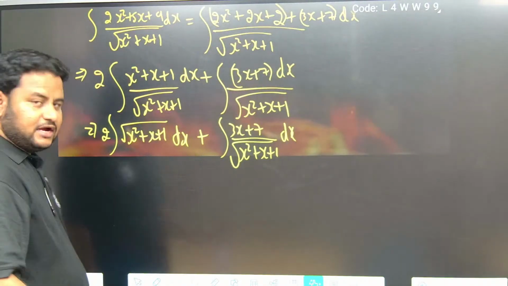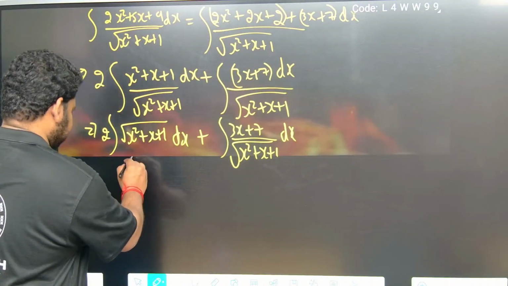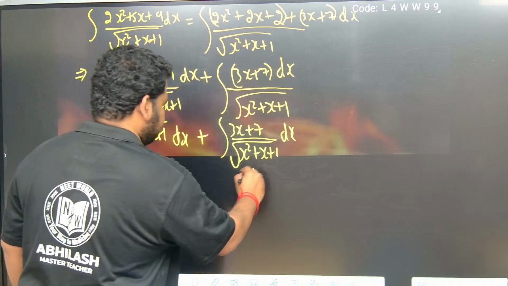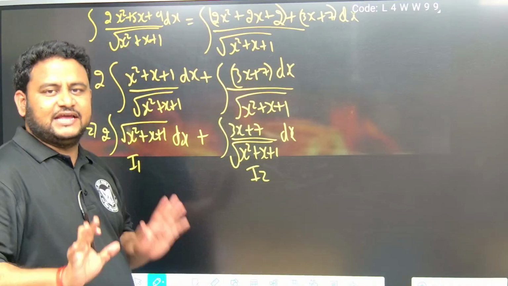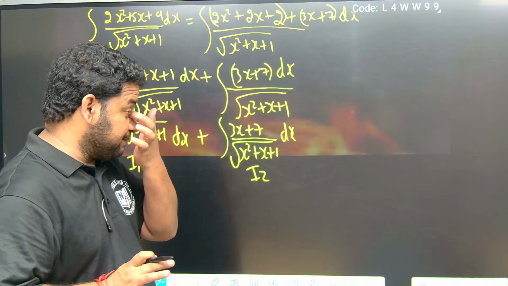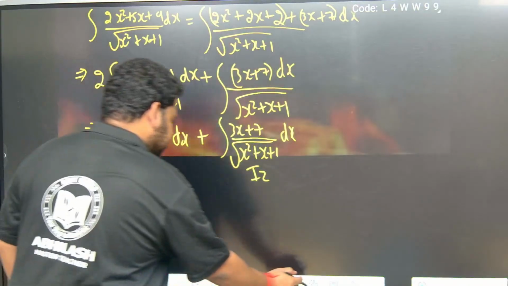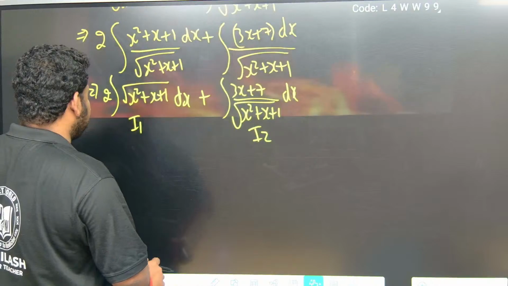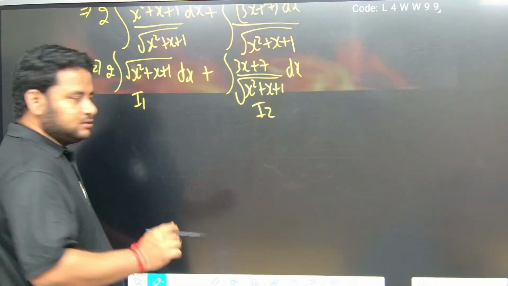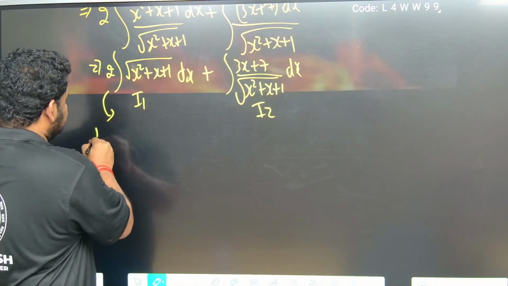Now what I have to do? Let me name the first integral I1 and the second I2. First let me find I1. To find I1, let us start. So let I1 be equal to the integral of 2 times the square root of x square plus x plus 1.